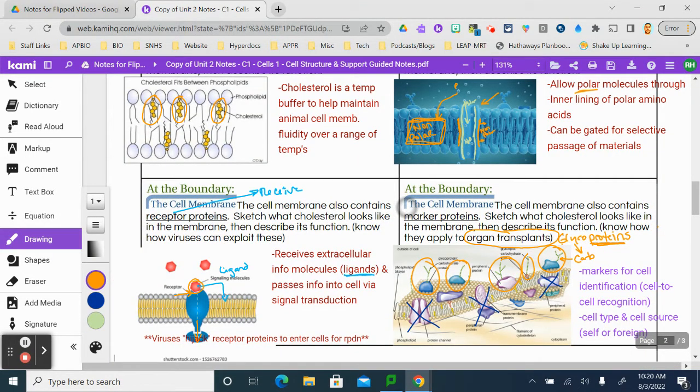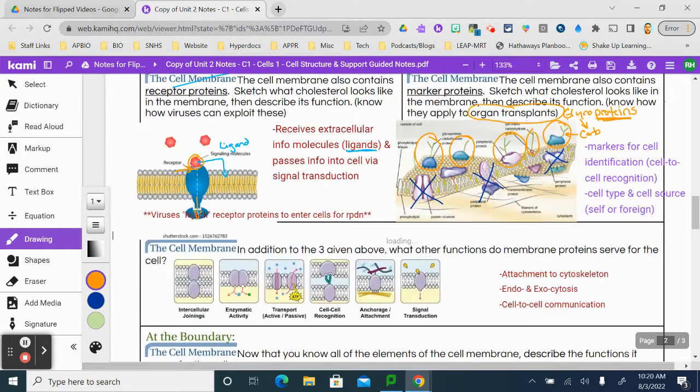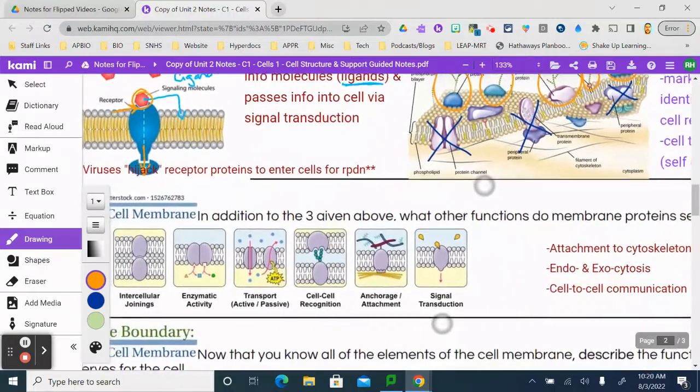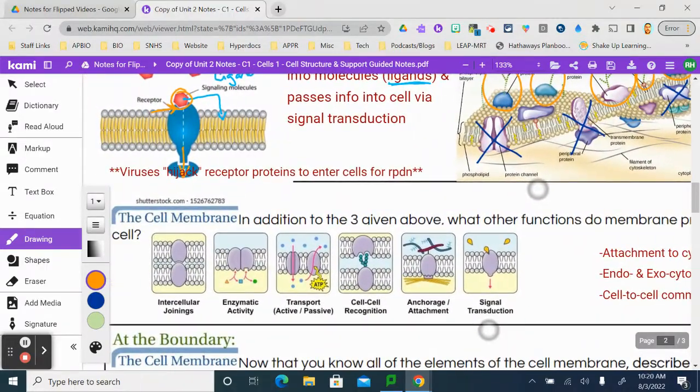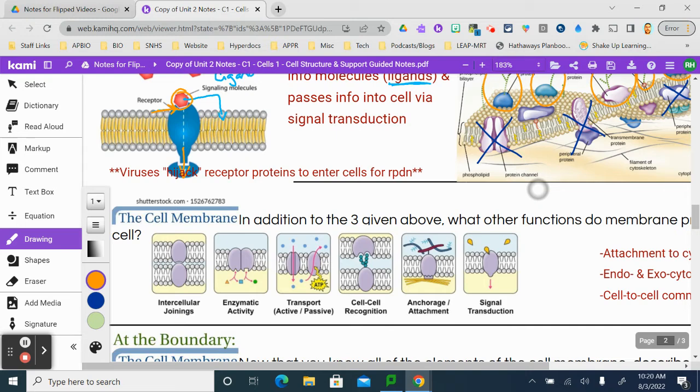And that includes all the different types of membrane proteins that you'll see in the cell membrane, again, fluid mosaic model. Now, in addition to what we just gave up top, there are some other functions of membrane proteins as well. And so intercellular joinings, proteins are also involved in joining cells to other cells. We're going to see some examples of those at the end of this part of the unit, rather.